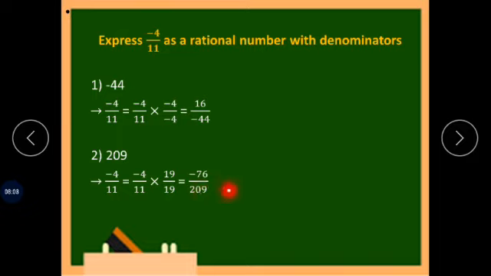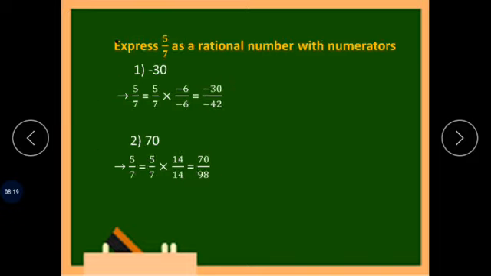So what do you have to do? You should multiply the numerator and denominator by 19. So you will get minus 76 upon 209.